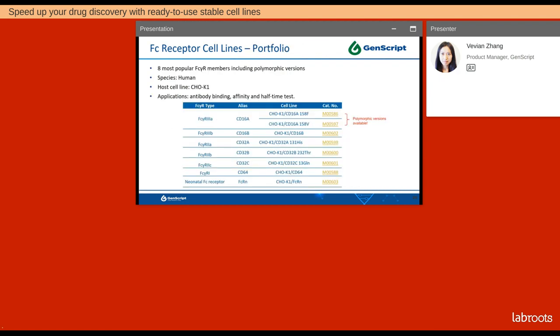At GenScript, we provide 8 most popular Fc receptor members in our stable cell lines, including polymorphic versions. All the expressed Fc receptors are human proteins. They are all expressed in the whole cell of the Tronca-1, and they are great tools to study the antibody binding, affinity, and half-time test.